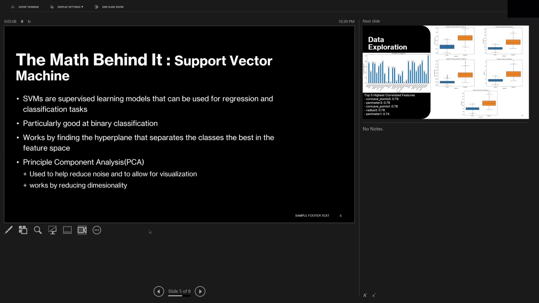So PCA, or principal component analysis, is an unsupervised dimensionality reduction technique that is used to help reduce noise and allow for visualization. PCA works by reducing the complexity of the data set or the feature space down to a two-dimensional space. It does this by reducing all the features down as much as possible while still preserving as much original information as possible.